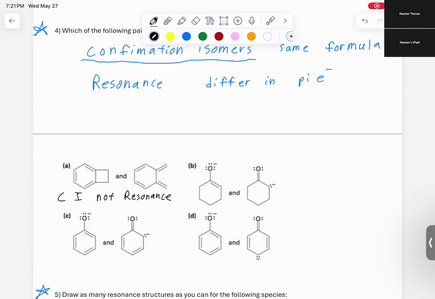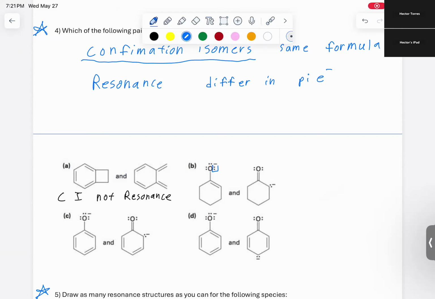Now let's look at the second one. So on this one, I can see I have this oxygen with a negative charge. I have a double bond here. Okay, and on the second one, I have a double bond here and a negative charge here. So the two molecules, they have the same atoms, the same order. The only thing that's different is where that negative charge is and where the double bond is. So we need to see if this is a resonance structure or not.